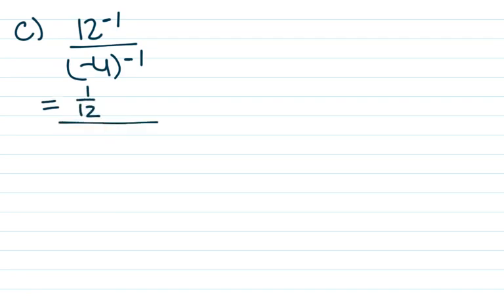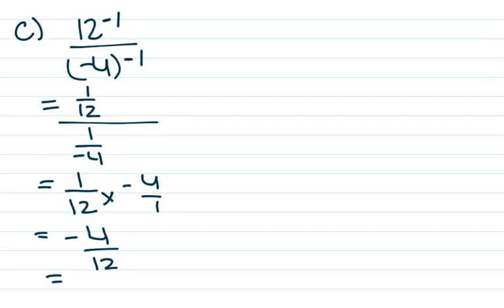8c, 12 to the power of -1 divided by -4 to the power of -1 equals 1/12 over 1 over -4. Multiplied by the reciprocal equals -4 over 12 equals -1/3.